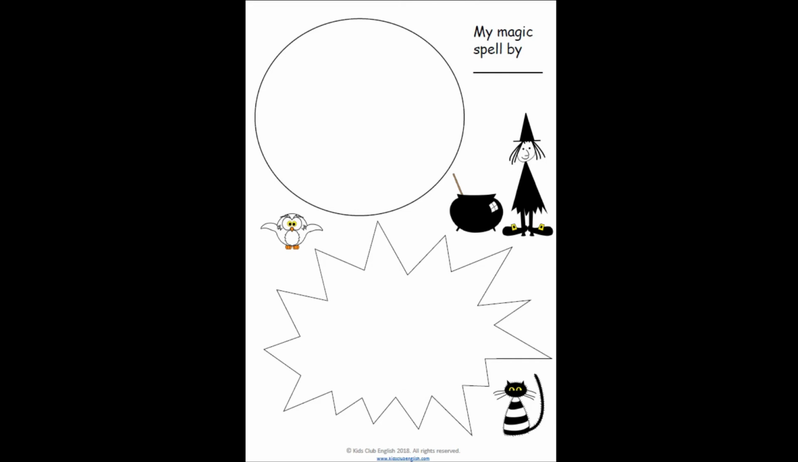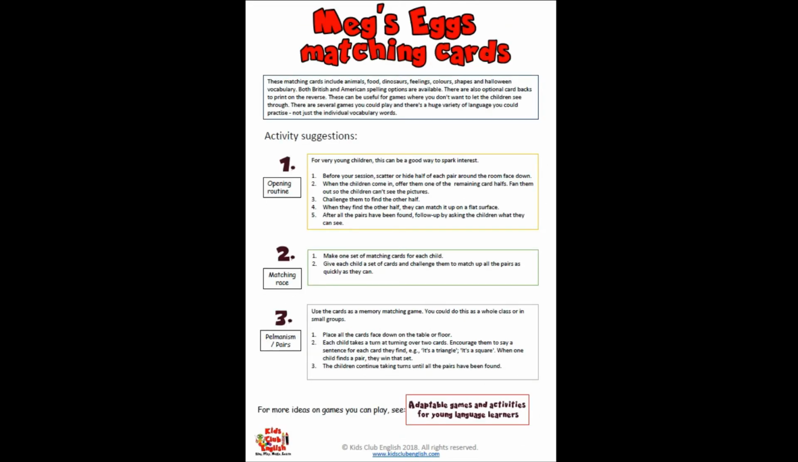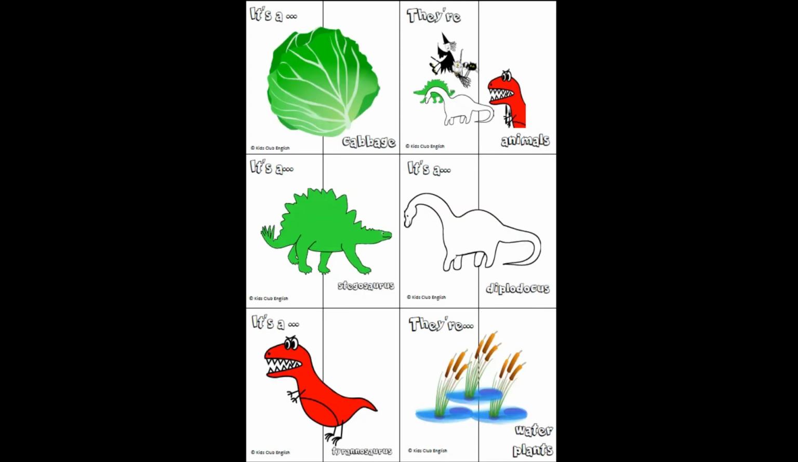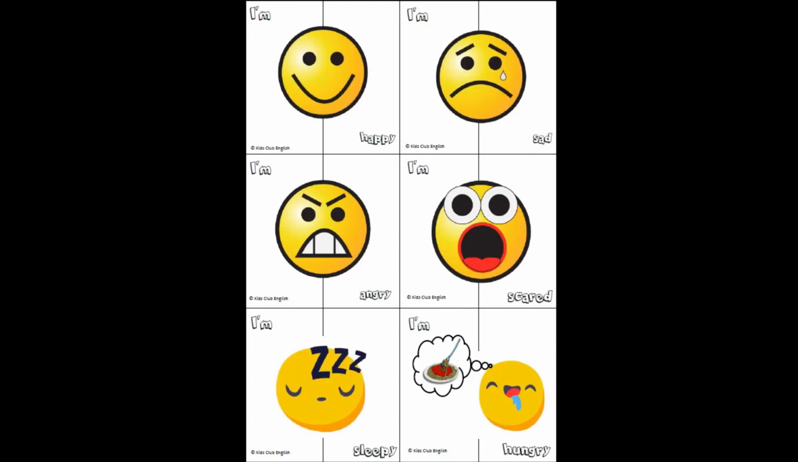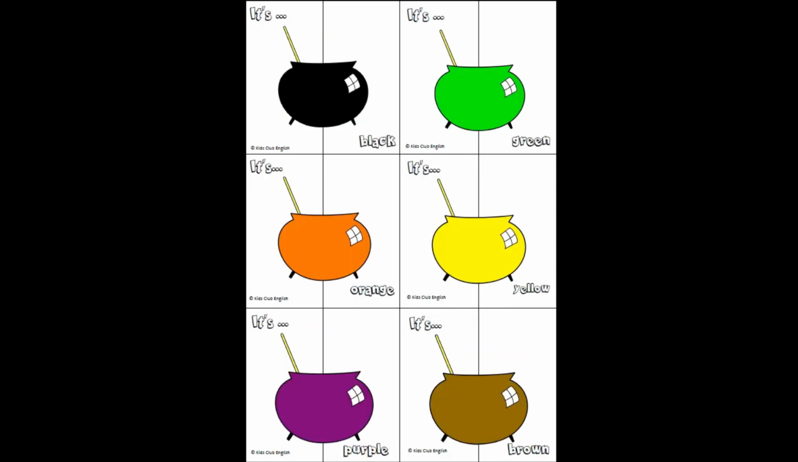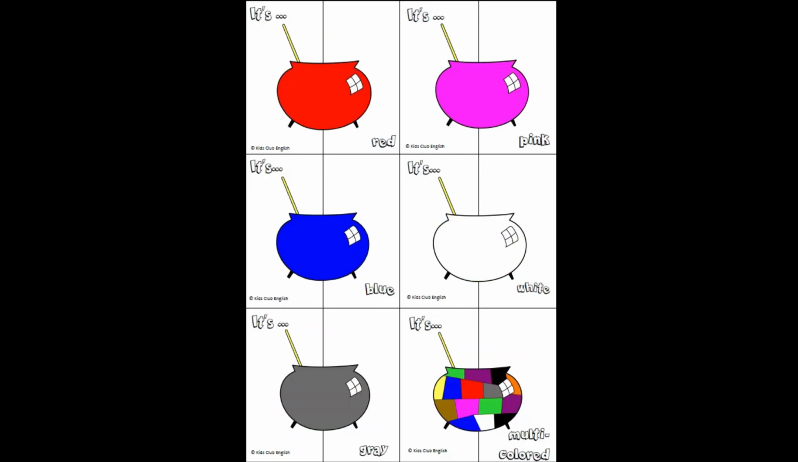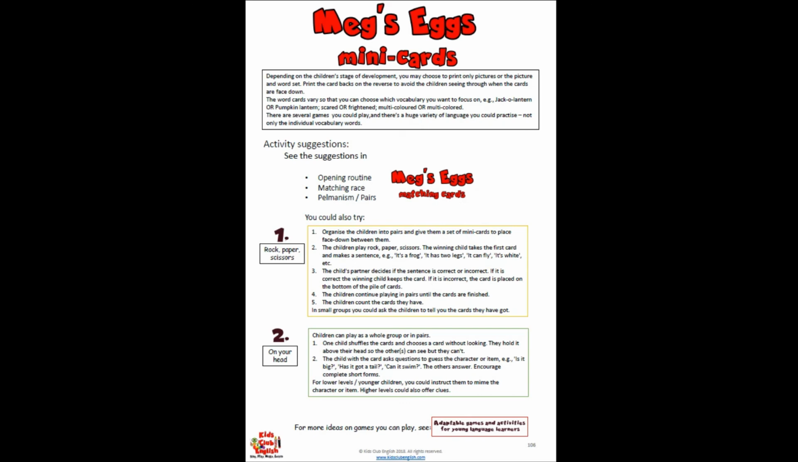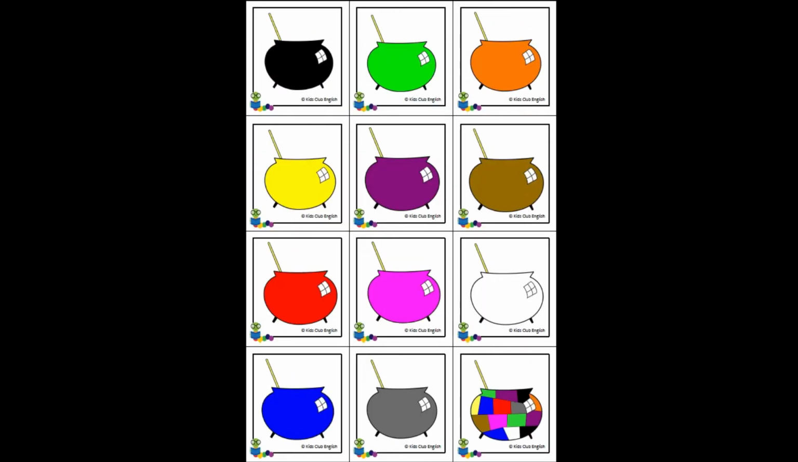So we've got matching cards, so those get cut down the middle, and then you can use them in any kind of matching games, memory games, in opening routines. We've got emotions there, the shapes, the colours with the cauldron to match the story. We've got Halloween cards there as well, and the card backs, and then all of those images are in mini card form as well, so again very good for games, for pair work, for group activities.